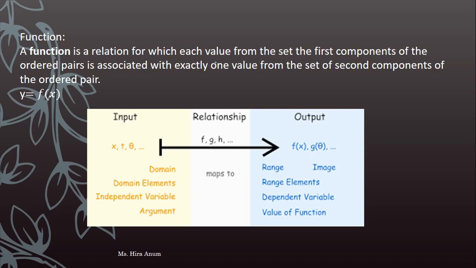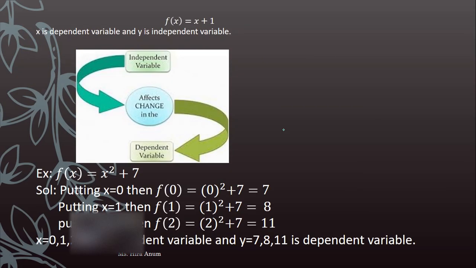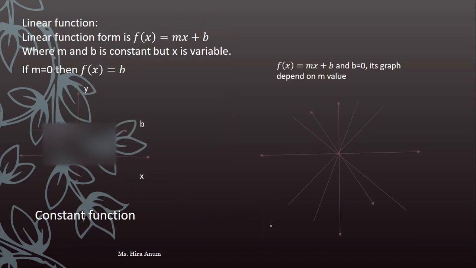Function. Another definition of a function: a function is a relation for which each value from the set of first components of the ordered pairs is associated with exactly one value from the set of second components of the ordered pairs. y equals f of x: input, relation, and output. You can see this by f of x equals x square plus 7. When we put x equals 0, it gives 7. When x equals 1, it gives 8, and similarly.